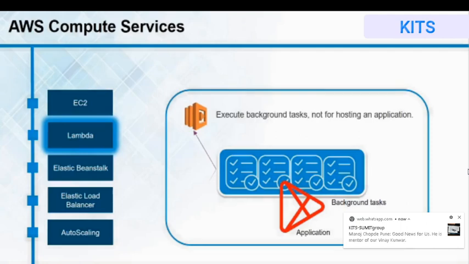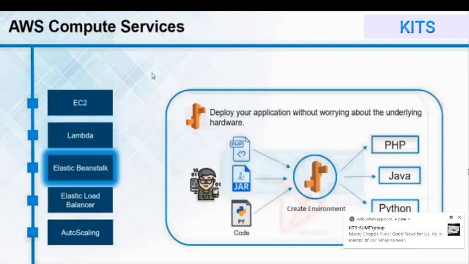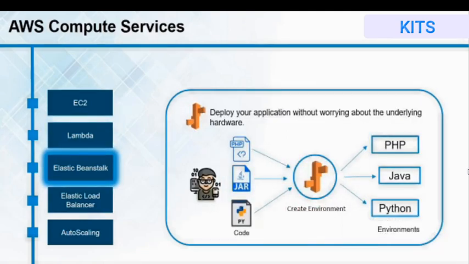So our next service is Elastic Beanstalk. Elastic Beanstalk is again an advanced version of EC2. But the difference between Lambda, EC2 and Elastic Beanstalk is that first of all, Elastic Beanstalk is used to host an application. So if you compare it with AWS Lambda, this is the difference. Elastic Beanstalk is used to host an application. Lambda is not used to host an application. So this is the difference between Lambda and Elastic Beanstalk.